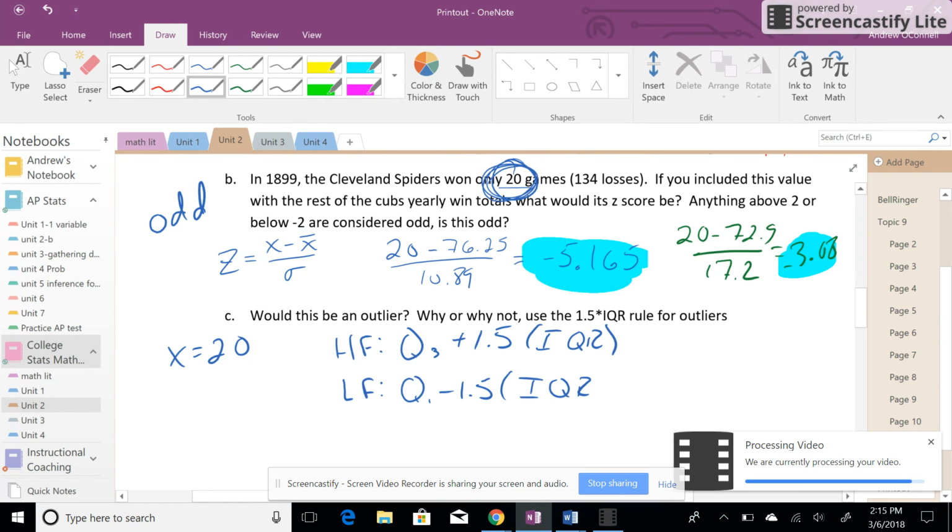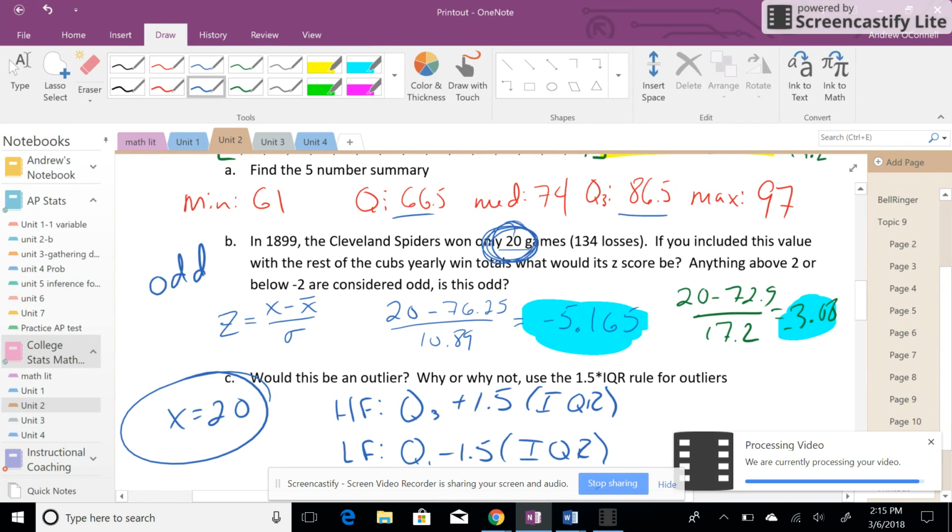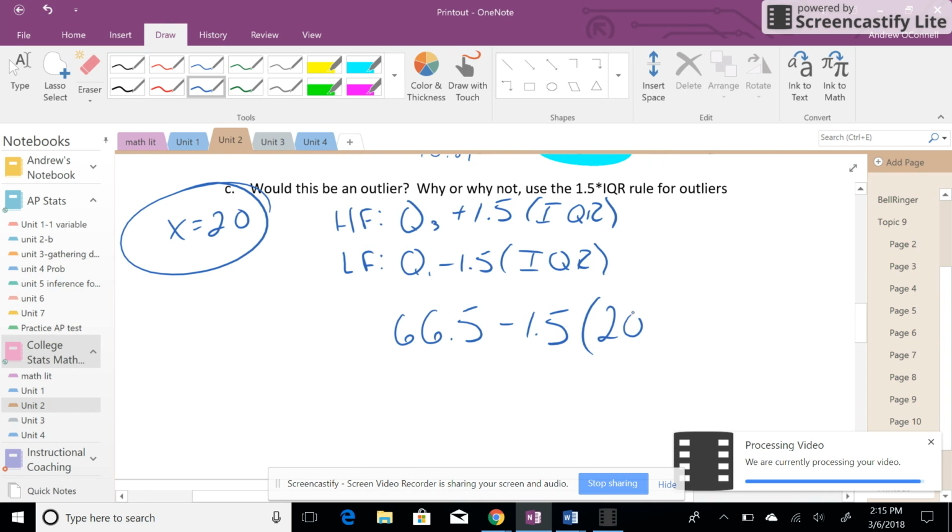So high fence, low fence, what was our, well, if X is 20, I really don't need to test that high fence. Low fence though, Q1 was 66.5 minus 1.5 times, let's see here, 86.5 minus 66.5, that would have been 20. So 66.5 minus 30 is 36.5. So by those standards, is 20 an outlier? Yeah, because it's below the low fence.